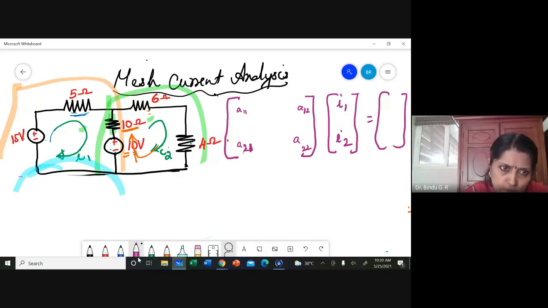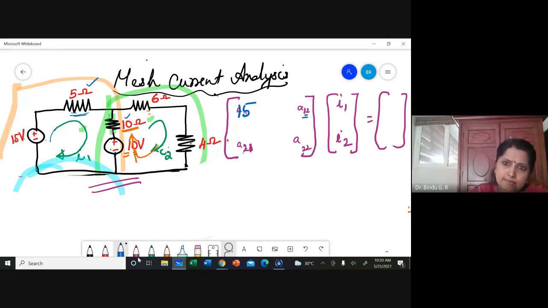By looking into the network, just think about all the resistors that are connected in the first mesh, including the common elements, including the common resistors. The resistors will be 5 plus 10, 15. Okay, 15.